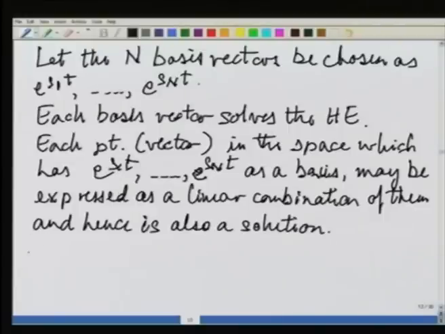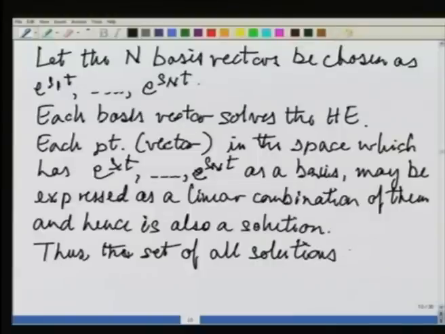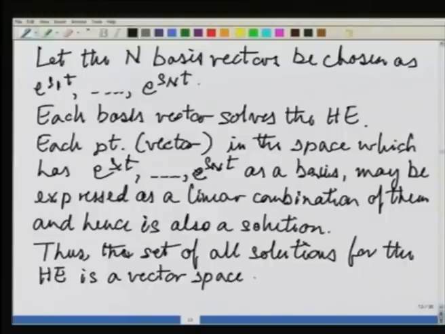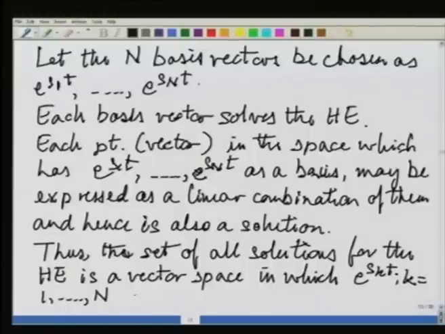So, the concluding remark, the enlightening remark is that thus the set of all solutions for the homogeneous equation is a vector space in which e to the power s k t, k equals 1 to n, can serve as a basis.